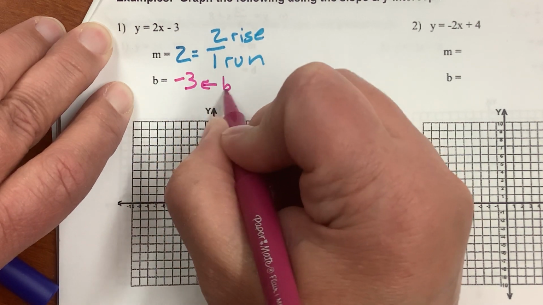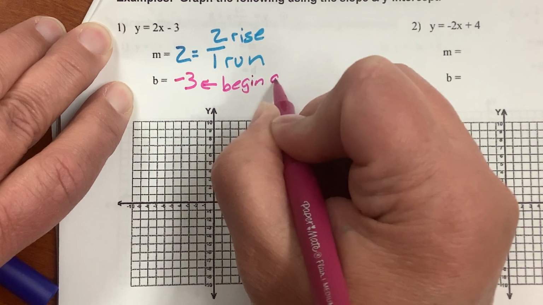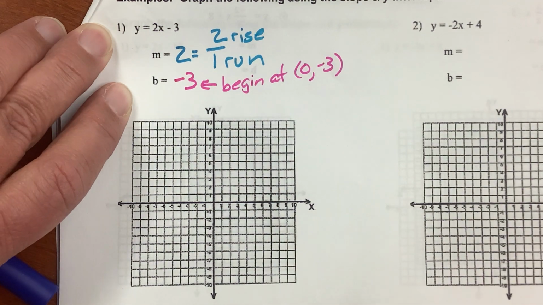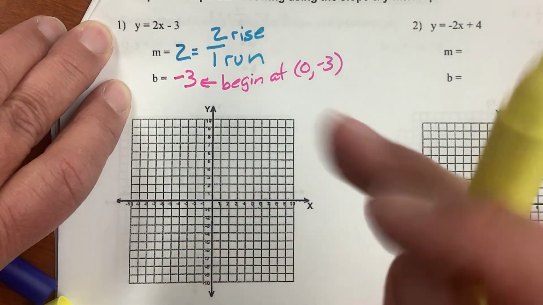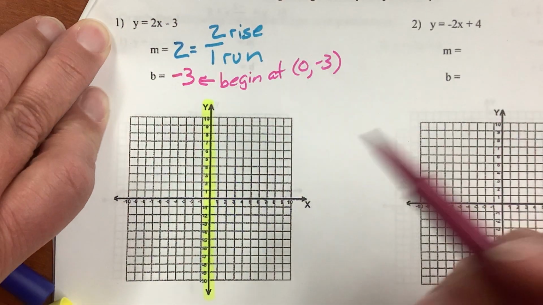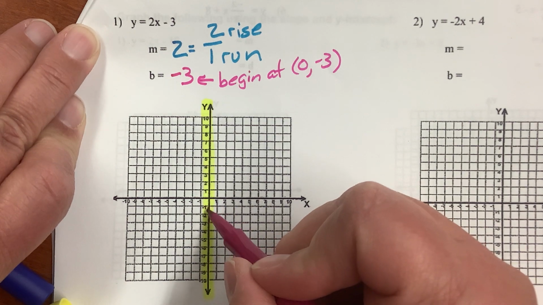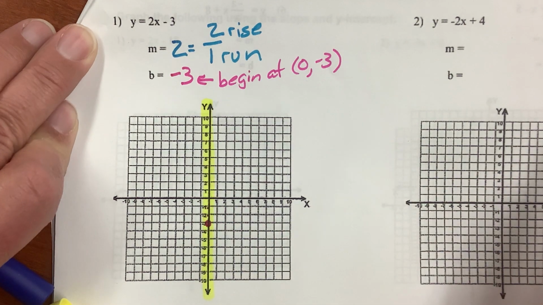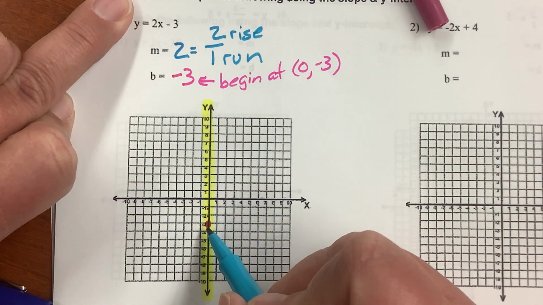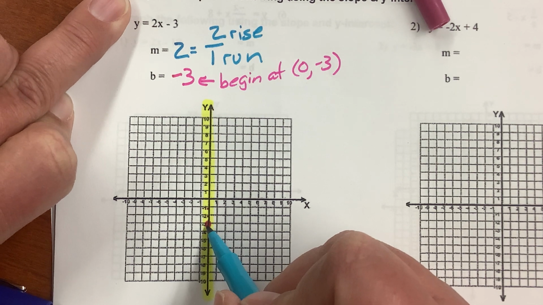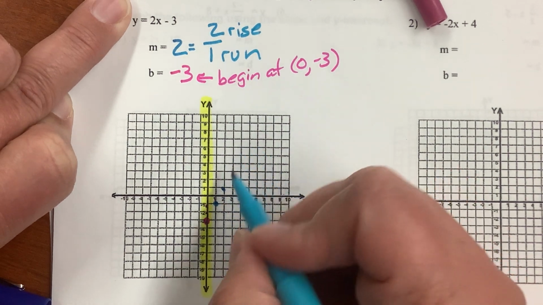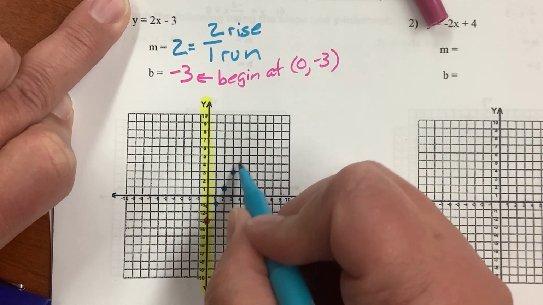I'm going to begin at 0, negative 3. All right, so first, I like to highlight my yellow y-axis, because that's where you begin. And now I have to go down to negative 3. Negative 1, negative 2, negative 3. Now I'm going to use rise and run. From negative 3, I got to start here. That's where I'm going to begin. Up 2, 1 to the right. Up 2, 1 to the right. Because this is positive, I'm going up and to the right.